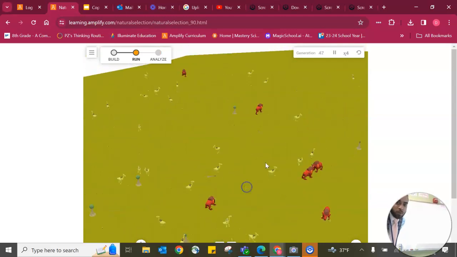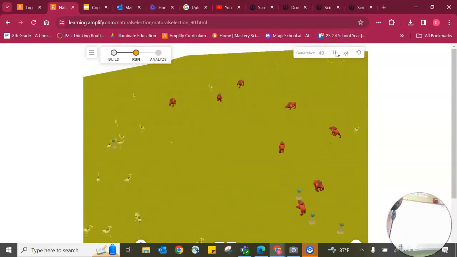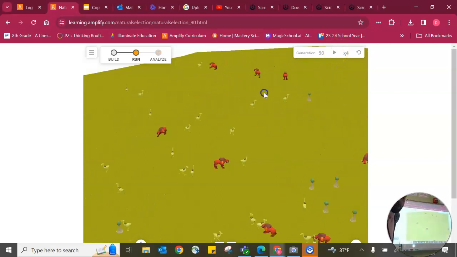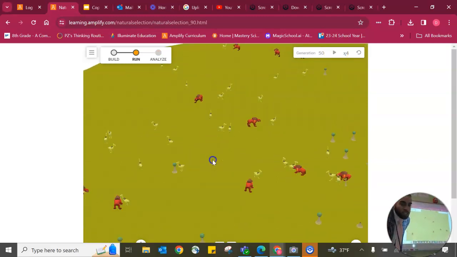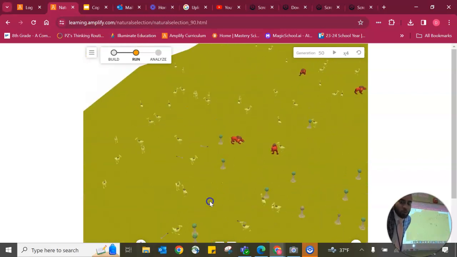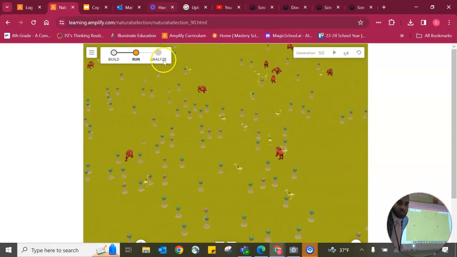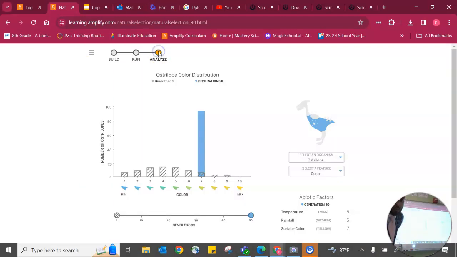I'm going to pause it in a bit. We are at generation 47. We want to go up to 50 to see what we have. I'm going to pause it right here. I'm going to just scroll around. Remember what we saw at the beginning of our sim to what we have now. Anybody notice anything? Well, let's click analyze and see what we have.